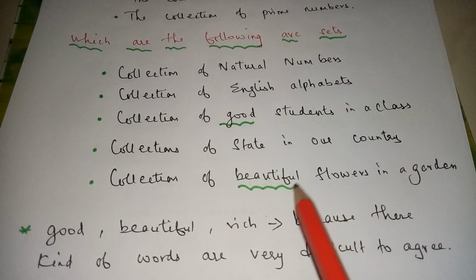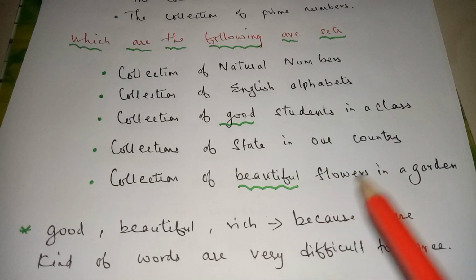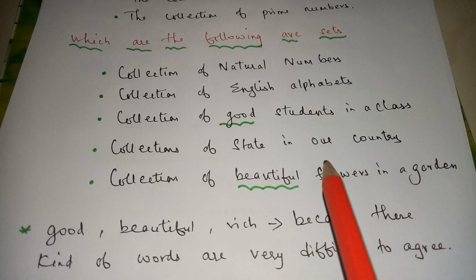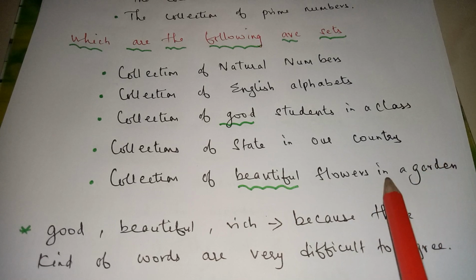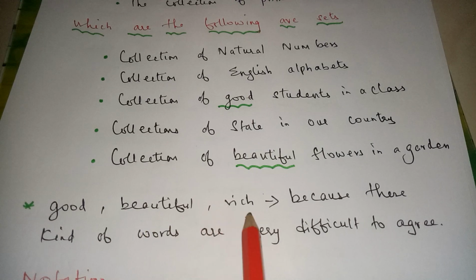So beautiful flowers. When you enter the garden, you can see a few flowers there. You tell that the particular flower is very beautiful. When you go further inside the garden, there are more flowers. When you see those flowers, you imagine that this is more beautiful than that flower. So these are not a set. Here I have written good, beautiful, rich, because these kind of words are very difficult to agree on. So whenever you have these kind of words, we say it is not a set.